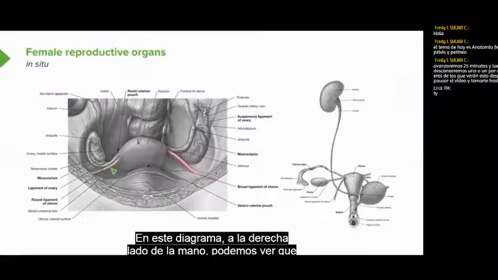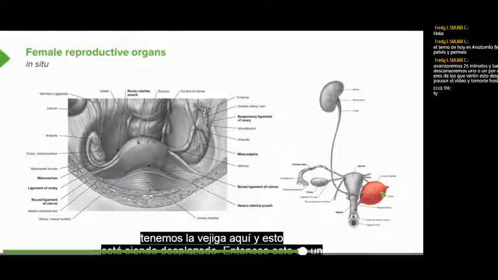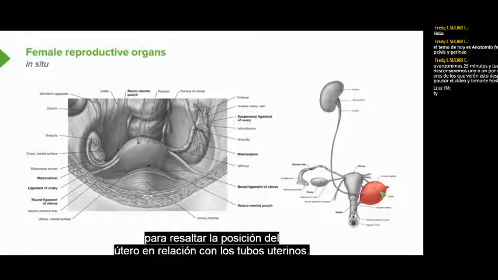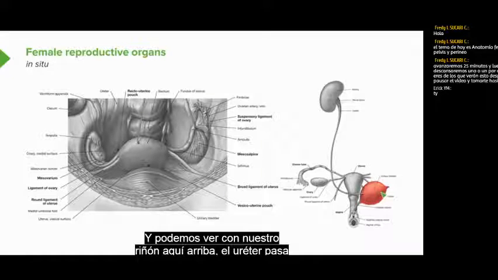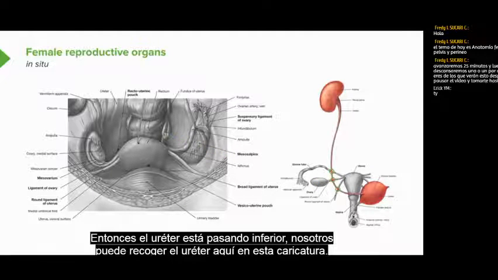In this diagram, on the right-hand side, we can see that we have the bladder here, and this is being displaced. So this is an anterior view, and the bladder has been displaced to highlight the position of the ureters in relation to the uterine tubes. And we can see with our kidney up here, the ureter passes inferior to these structures. So the ureter is passing inferior.